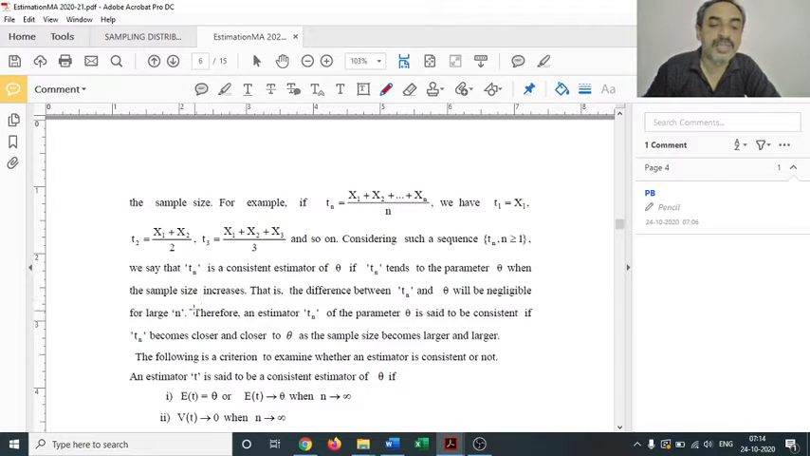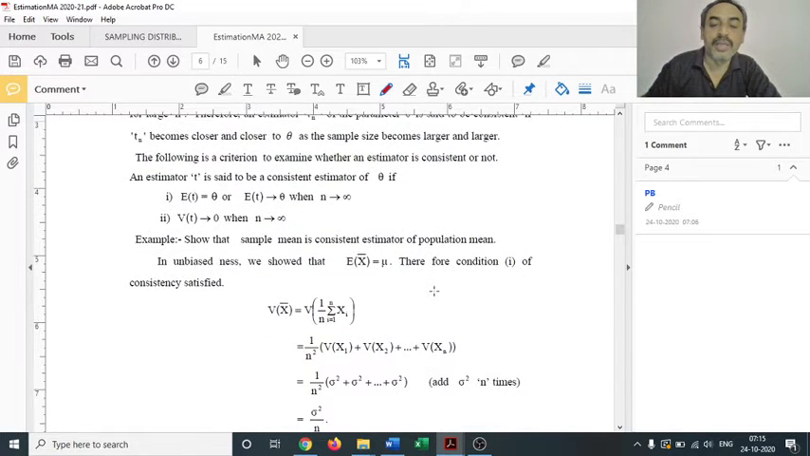Because the sense of consistency is that Tn is moving in the same direction as the parameter, not at any moment going away from that parameter, always in the consistent direction. That's why we say the property consistent. So Tn is said to be a consistent estimator of theta if the difference between the proposed value of the parameter using Tn and the actual value of the parameter theta becomes smaller and smaller when n becomes larger and larger. We can illustrate this with the help of a very simple diagram.